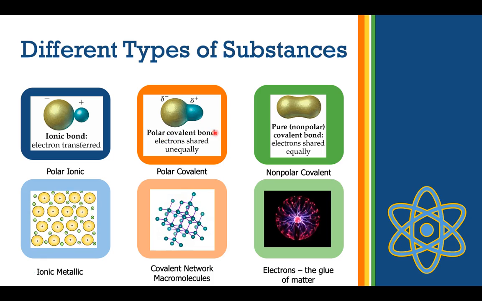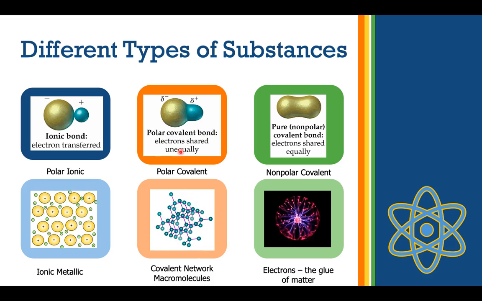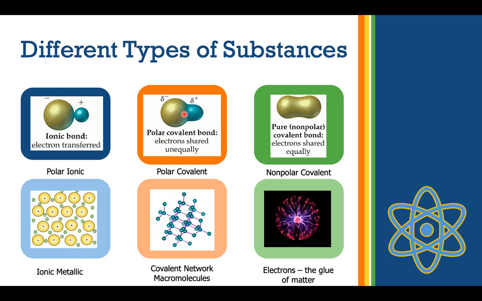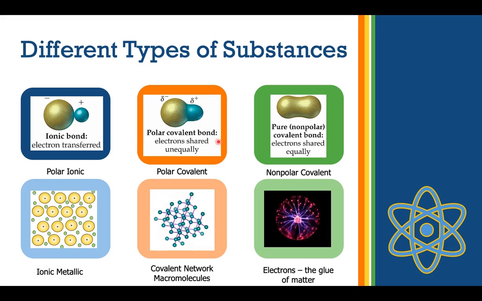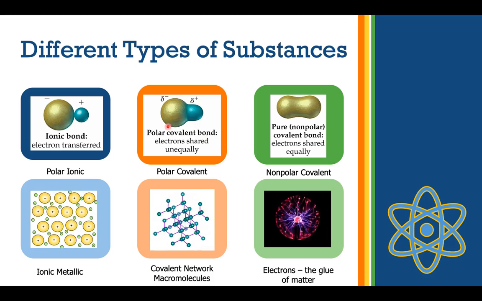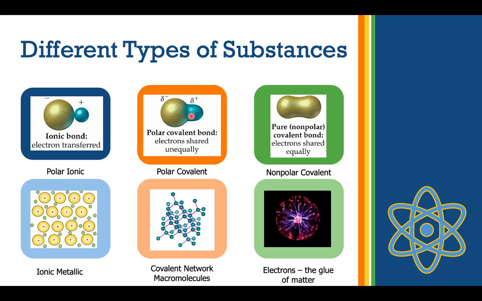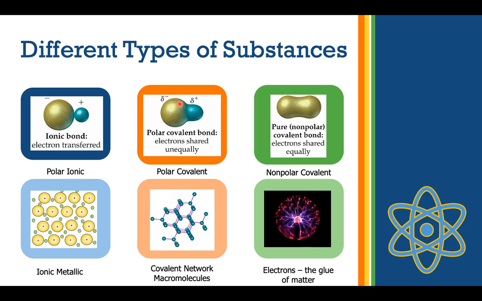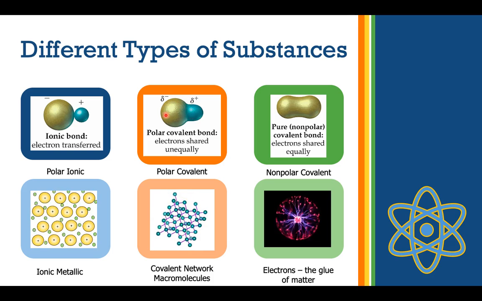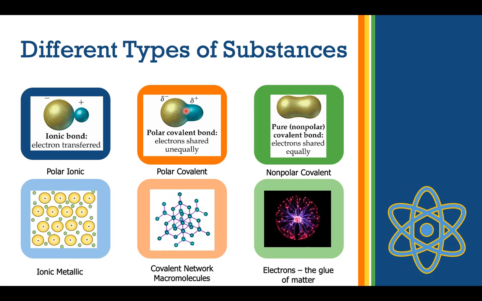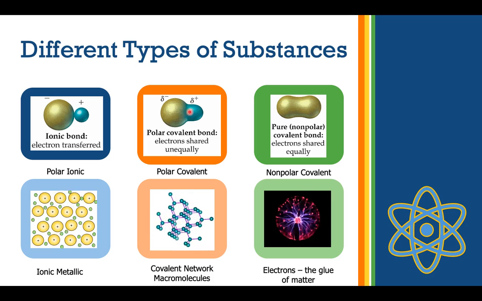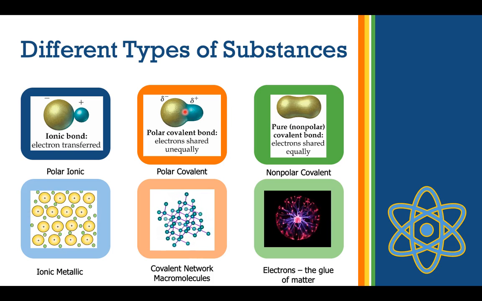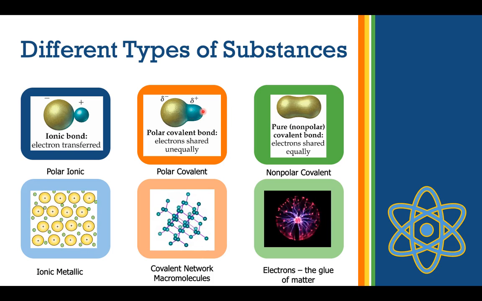We have polar covalent bonds where electrons are shared unequally. Because the electron cloud is shared, we only can have partial negatives and partial positives. Remember, the partial positive is where the electron is less likely to be, where the partial negative is where the electron is more likely to be on that side. So it's in the middle, and it's just a slight variance.